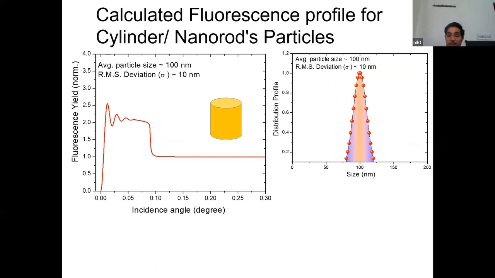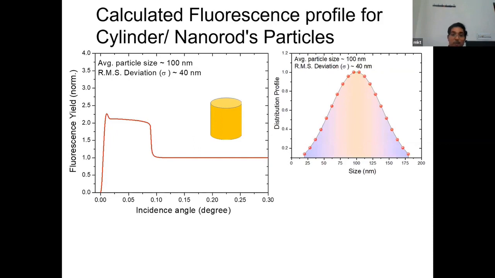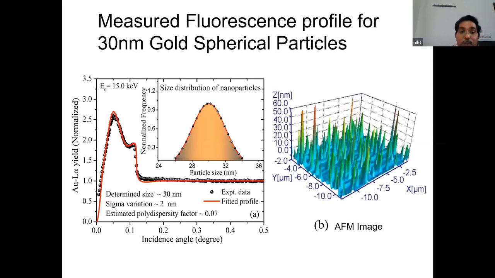And similarly, in this case, we also consider it. If you slightly increase the dispersion, the RMS deviation in the particle size, then the fluorescence profile also changes. So ultimately you can conclude the fluorescence profile has the capability to determine the mean size, the particle size deviation, the particle size distribution, and also the shape.